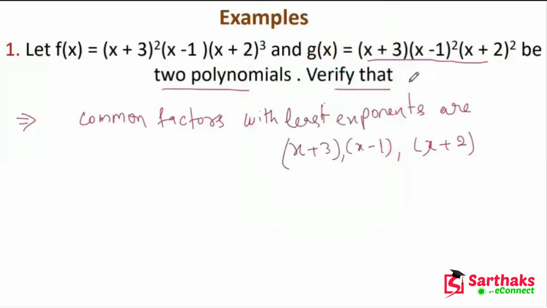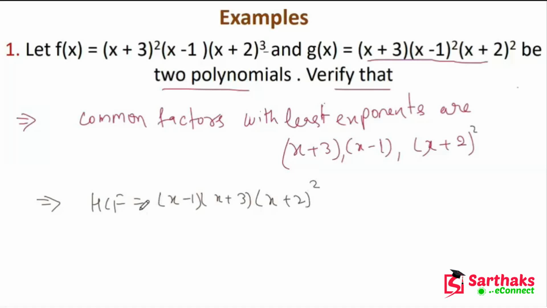Now this is (x plus 2) whole square, because here is 3 and here is 2. So what is least? Yes, 2 is least. So now what is the HCF? This is my HCF: (x minus 1), (x plus 3), (x plus 2) whole square.